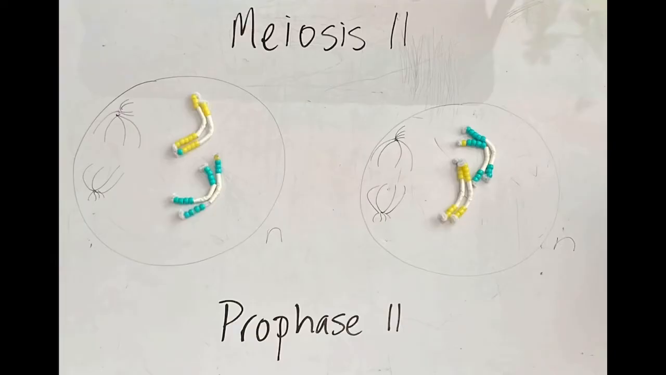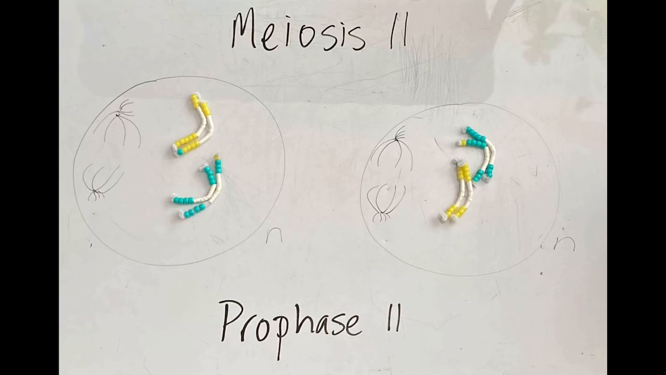Now that meiosis 1 is over, meiosis 2 can begin. Meiosis 2 is very similar mechanistically to mitosis. And it is important to note that in between meiosis 1 and meiosis 2, the chromosomes do not duplicate. We are left with the same amount of chromosomes. We still have two haploid daughter cells that came from meiosis 1.